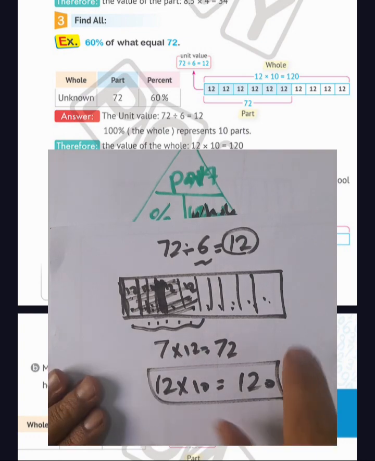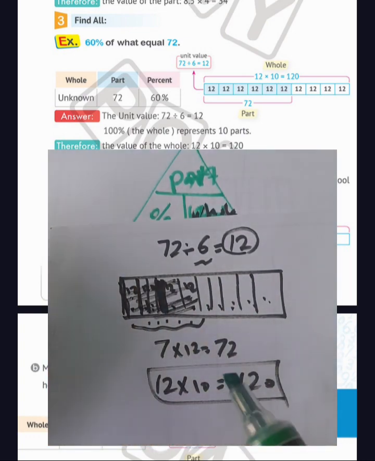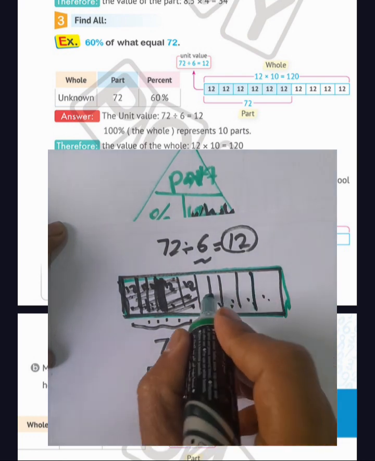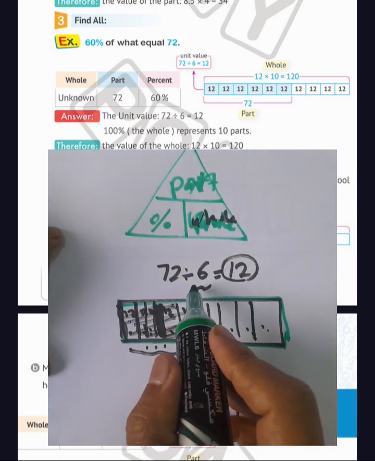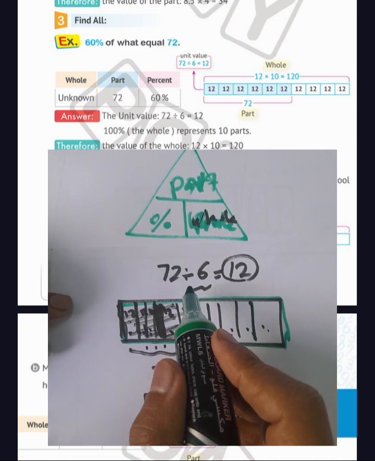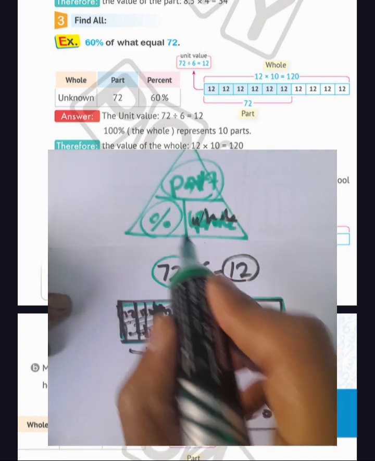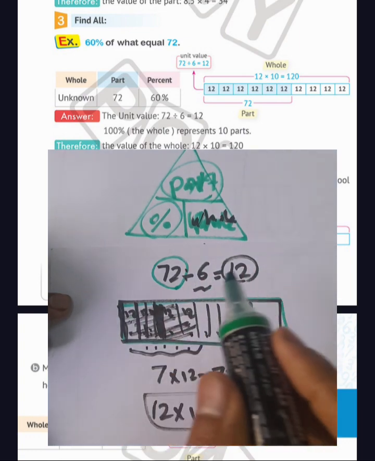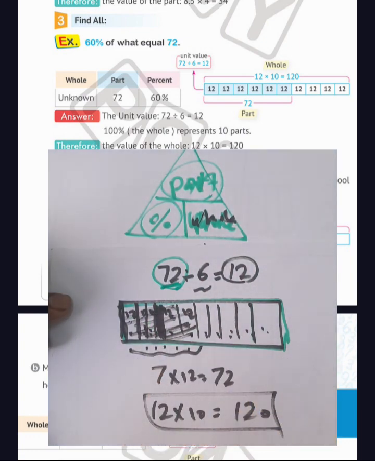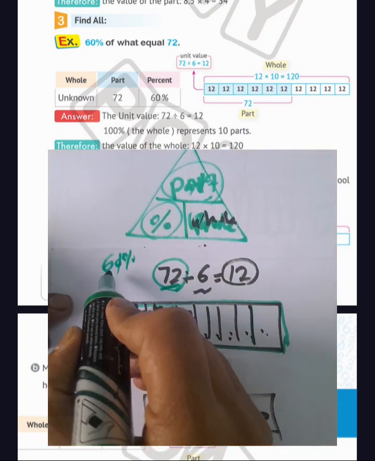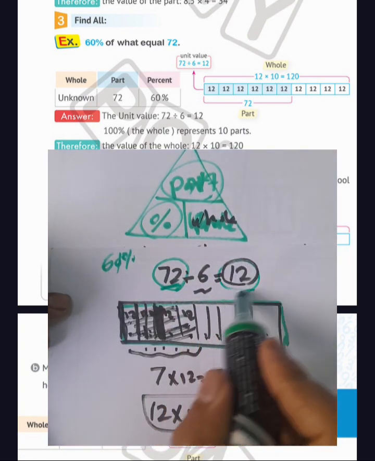Again, first step, we must draw the model and divide it into 10 parts. First, divided it how many parts? 10 parts. And we know 72, he gave us 72 the part. Divide the part by the percent. 60, cancel 0 here, and because 60 divided by 10 equals 6. Cancel, we have 60%. Cancel 0 here, and 72 divided by 6 equals 12.